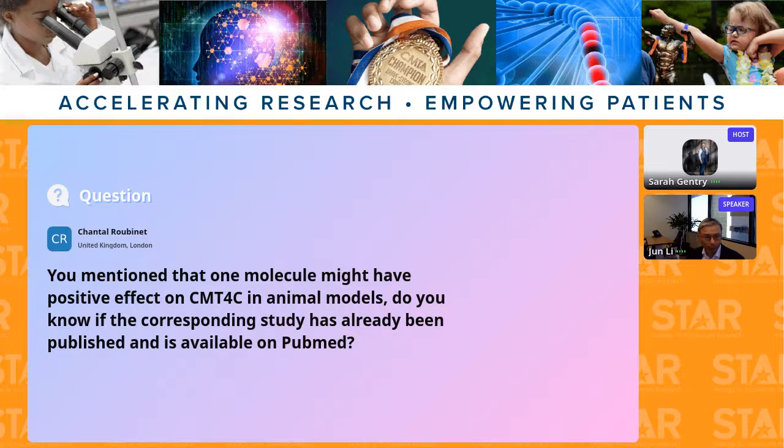Okay, we've got one last one. You mentioned that one molecule might have a positive effect on CMT4C in animal models. Do you know if the corresponding study has already been published and is available on PubMed? That's a good question. I heard the investigator present in the meeting, so I have to check if that small molecule compound has been published in PubMed. I'm not sure.